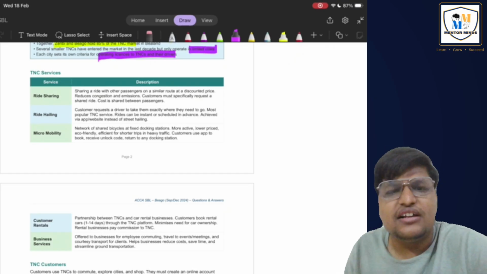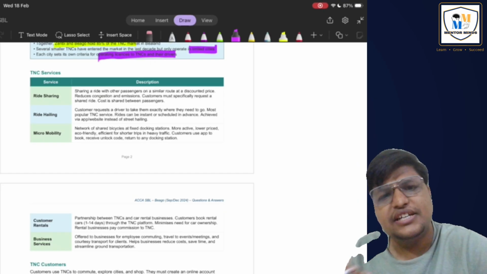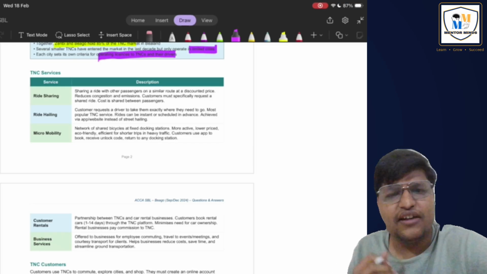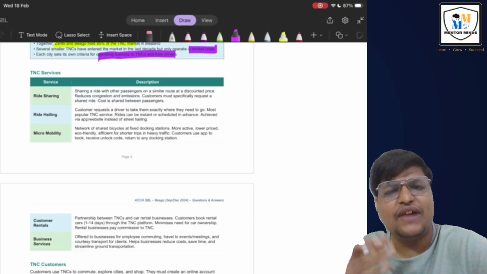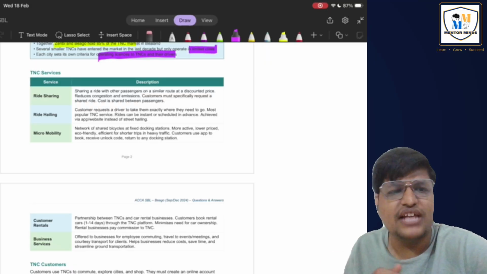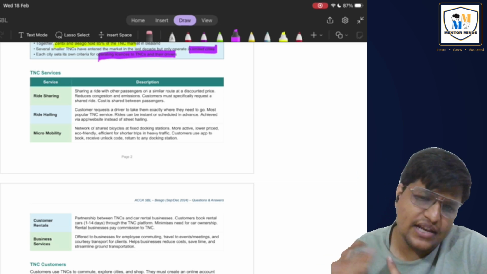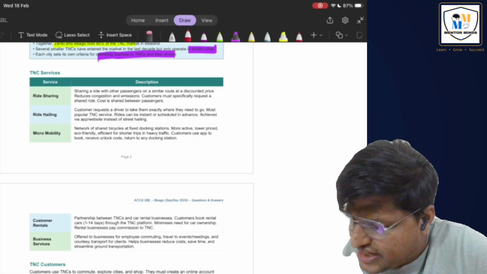Let's say five people want to go from one city to another city. Every day there is office. So instead of taking only one customer in one car, they will take five customers from different pickup points and they all will share the ride. So it will save their cost also. It will save the pollution cost also. So option one is ride sharing.